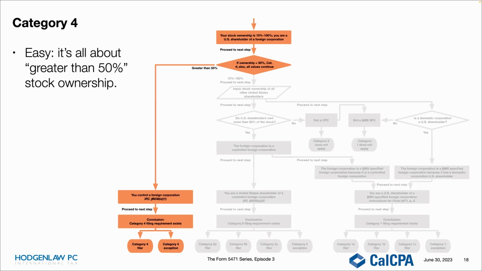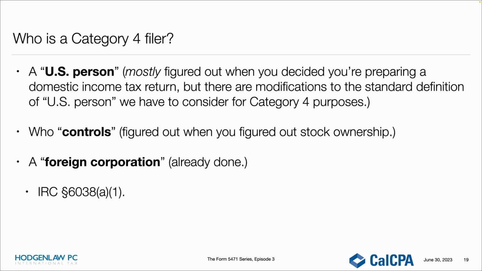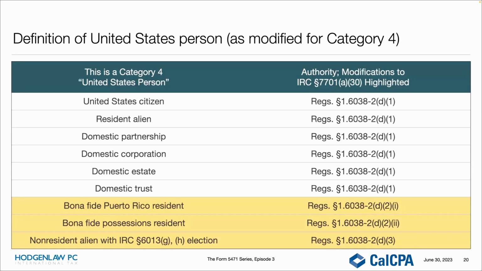So, this is going to be the relatively easy one for you to figure out. And again, here are the words. So the 3 defined terms that you need to satisfy to be a category 4 filer are United States person, control, and foreign corporation. And again, what's a United States person? You'll see here the highlighted numbers, because a single definition of United States person is insufficient for these purposes. We have to have a special one just for this. And here you have it.